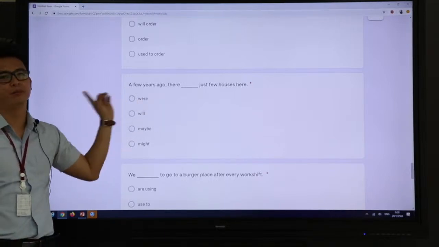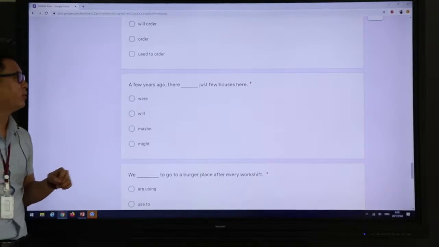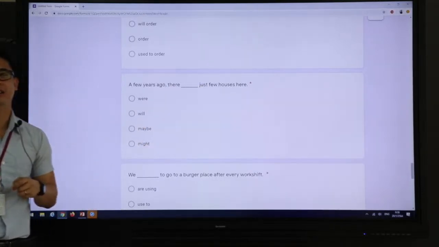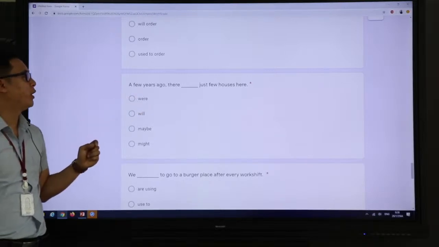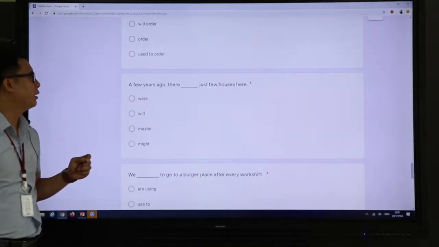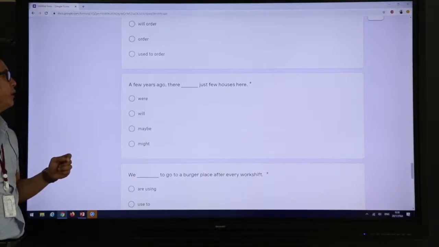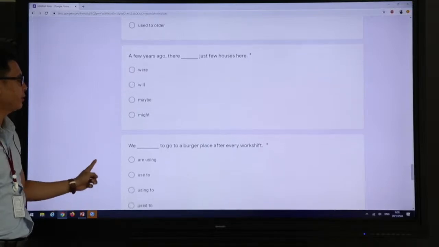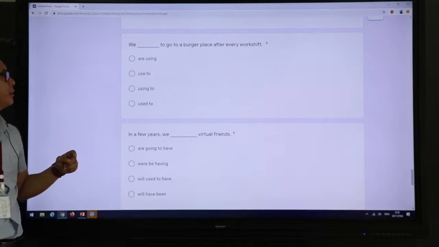A few years ago. This is our time expression. A few years ago, there blank just a few houses here. Okay? A few years ago, there were just a few houses here. There will just a few houses here. They may be just a few houses here, or there might just a few houses here. Next.